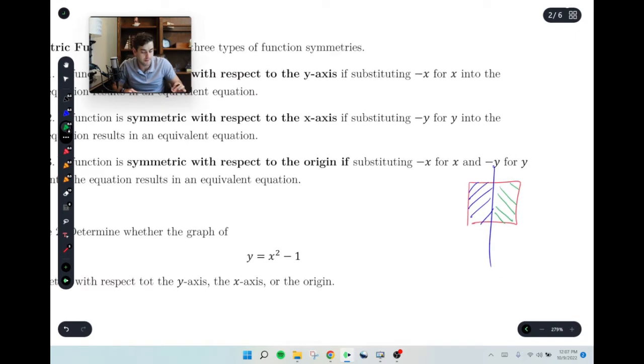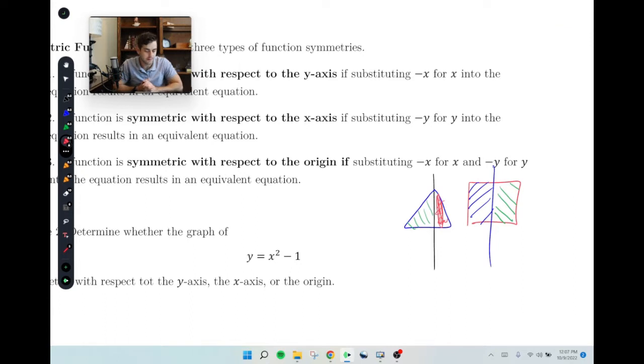Yeah. And thinking about, okay, so if we look at a triangle, let's think about that. If we look at a triangle, that's the easiest way to show symmetry or not. So if we look at that triangle and we fold it over itself, then it's going to line up perfectly.